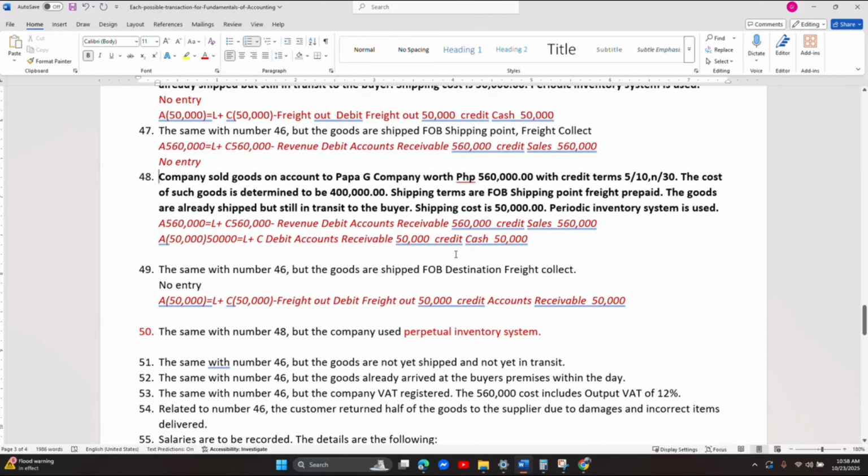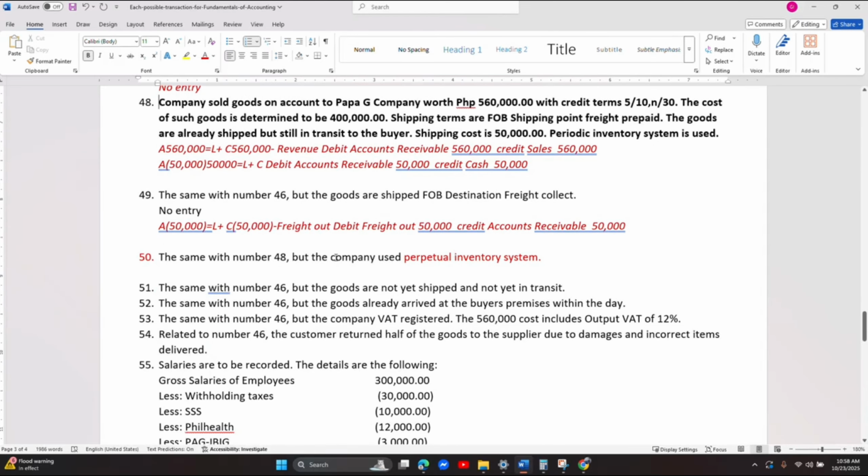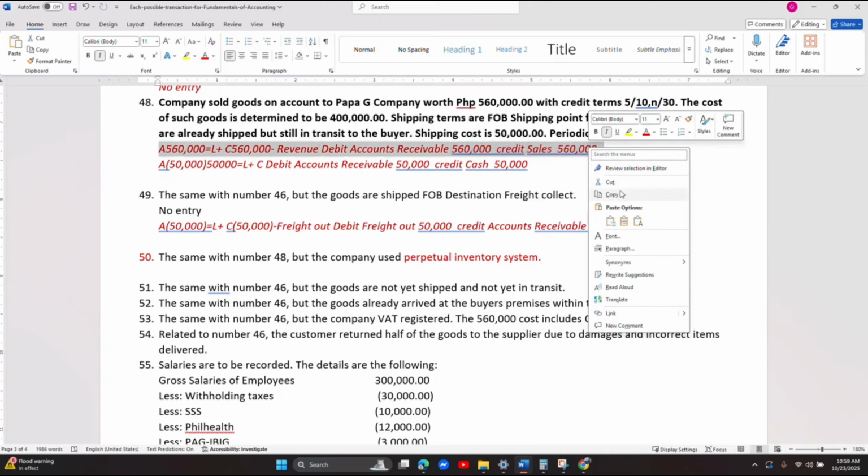Okay. To make it more meaningful, let's have number 50. The same with number 48, but the company used perpetual inventory system. Now, on the perpetual inventory system, there will be 2 entries on sales. So in here, in number 48, we have only 1 entry, accounts receivable, credit sales. The other one is for the freight, right? But in the perpetual inventory system, you have to have 2 entries, actually. So the first one is basically the same with this one.